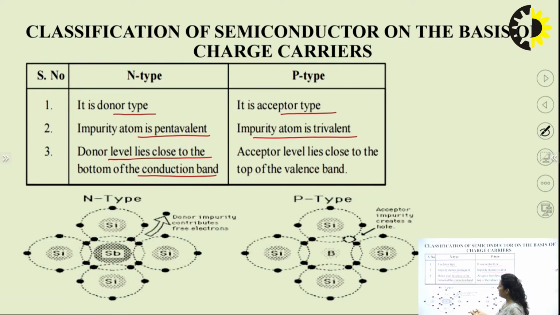Here is a diagram for doping antimony in the silicon lattice and doping boron in a silicon lattice. If we dope antimony in a silicon structure, it becomes an N type extrinsic semiconductor, and the donor impurity contributes free electrons. On the other hand, in the P type semiconductor, we have acceptor impurities which create a hole, or a vacancy.